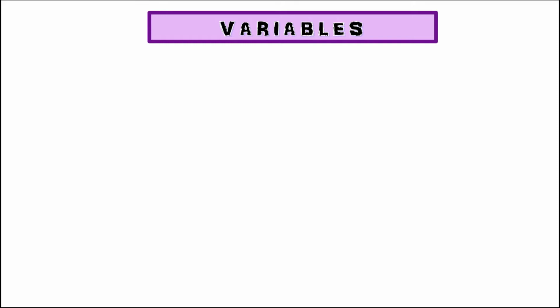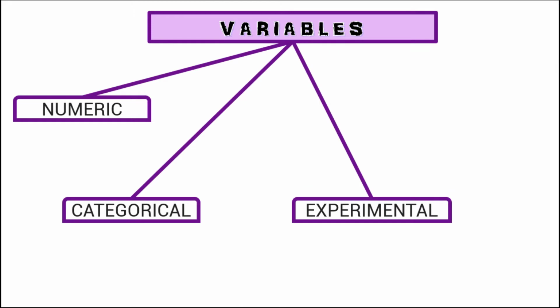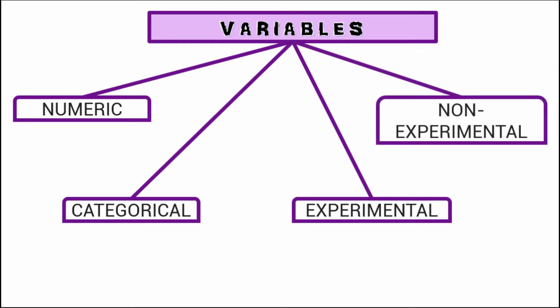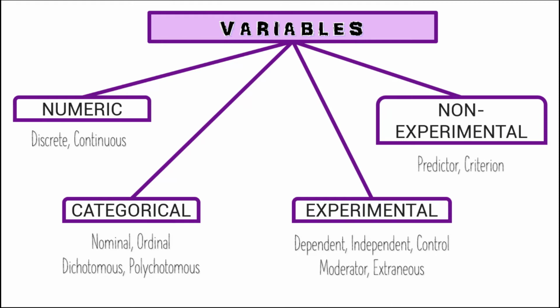As a conclusion, variables take four different classifications, namely numeric, categorical, experimental, and non-experimental variables. Numeric variables are divided into two types: discrete and continuous. Categorical is branched into four: nominal, ordinal, dichotomous, and polychotomous. Experimental ones take five different forms, namely dependent, independent, control, moderator, and extraneous variables. Lastly, non-experimental takes two forms, predictor and criterion.